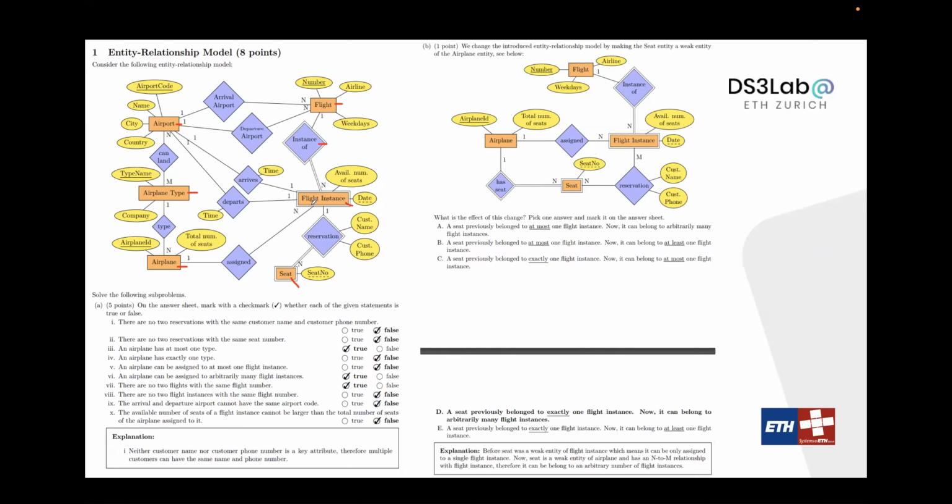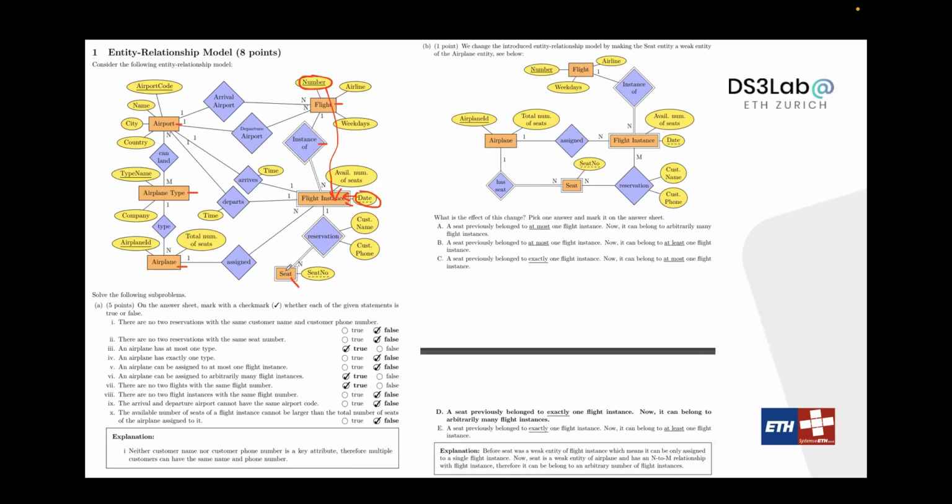This is a weak entity because a flight instance cannot exist without the flight itself. So what is the key of this flight instance? It's the combination of the weak key, the date, and the key of the strong entity. These two together will be the key of this flight instance weak entity set. It's this flight number on this day. That's the instance of that flight.